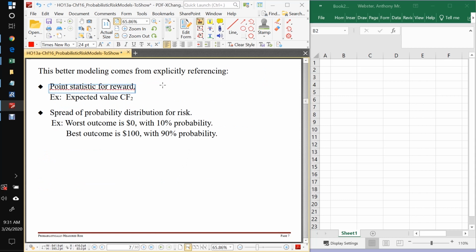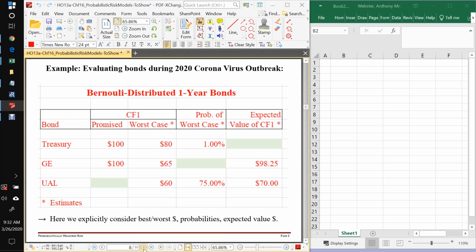We included our point statistic for reward, and that's our expected value of cash flow 2. And now we've added to that our spread of the probability distribution that got us the expected value for risk. So that's what gave us our worst outcome of 0 with 10% probability, best outcome of 100 with 90% probability. So we're just adding this understanding and analysis of probability distributions to our risk models.